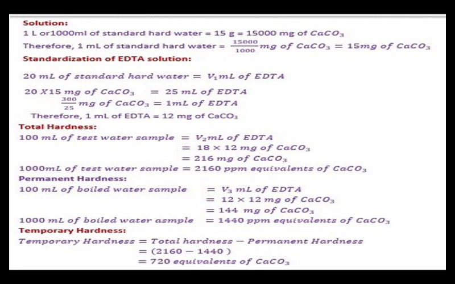And the same way you can calculate temporary hardness. Temporary hardness is equal to total hardness minus permanent hardness. Therefore, 2160 minus 1440 will give you 720 ppm equivalents of calcium carbonate.